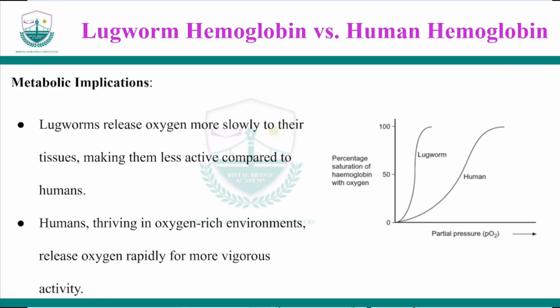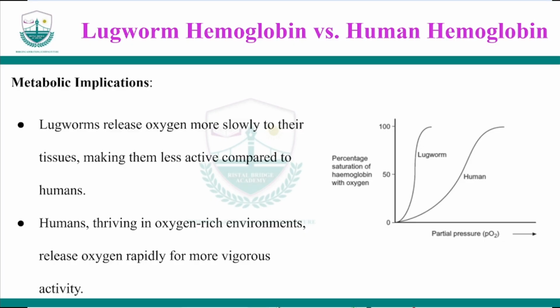Lugworms, due to their high affinity, hold on to oxygen longer and release it slowly, suited for low oxygen environments but not ideal for high energy activities. Humans, by contrast, have hemoglobin adapted for quick oxygen release, supporting active metabolism and vigorous activity. This highlights how hemoglobin has evolved to match an organism's ecological niche and physiological demands.